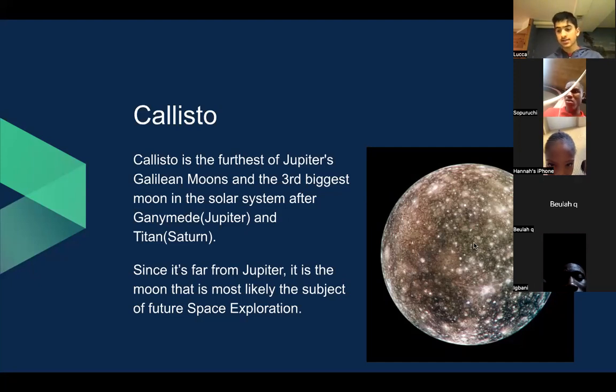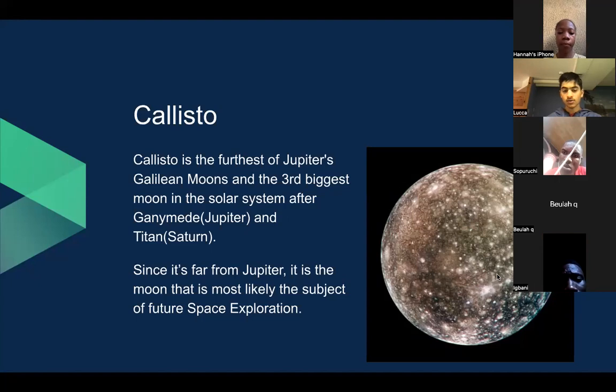As you can see, these colors and structure are actually caused by ice and asteroid impacts, because while these are the four biggest of Jupiter's moons, there are many other moons, and sometimes these moons collide, and that's why there are a lot of craters and destruction on the surface of the moon.